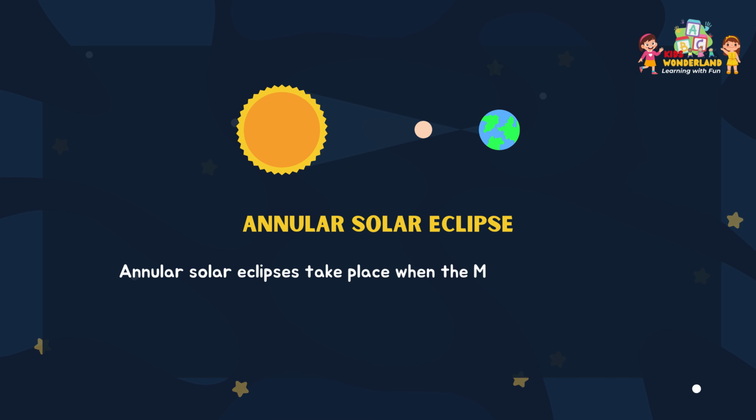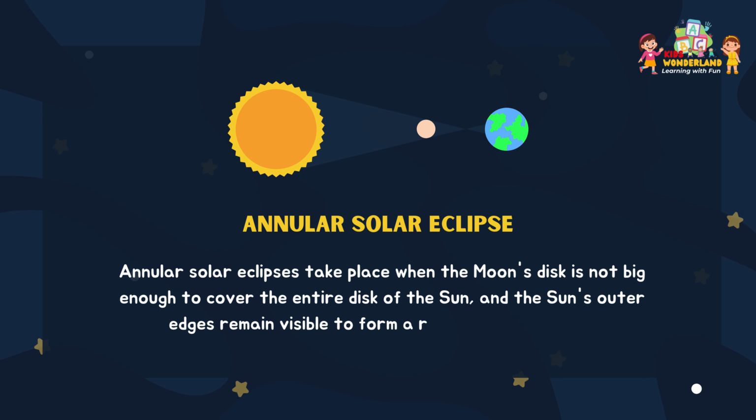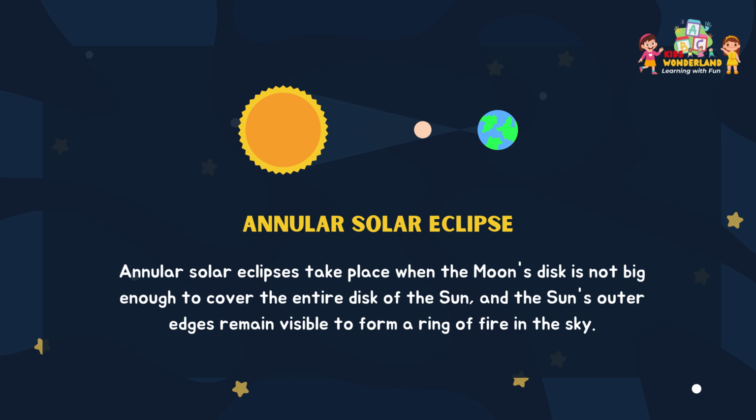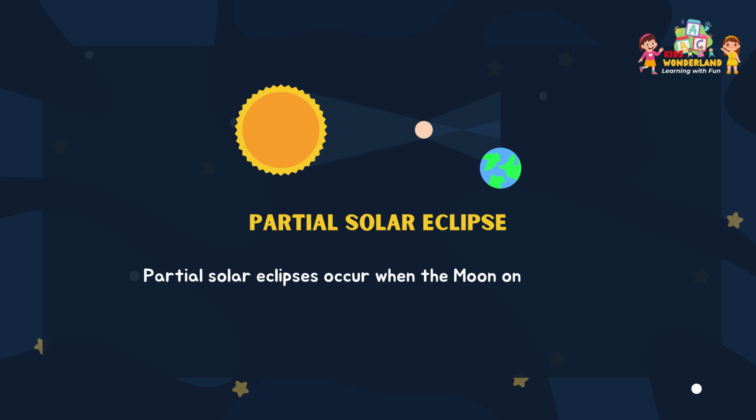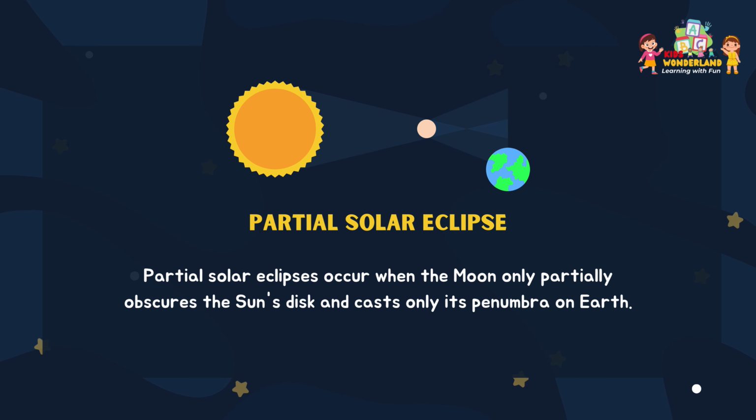Annular solar eclipses take place when the moon's disk is not big enough to cover the entire disk of the sun, and the sun's outer edges remain visible to form a ring of fire in the sky. Partial solar eclipses occur when the moon only partially obscures the sun's disk and casts only its penumbra on Earth.